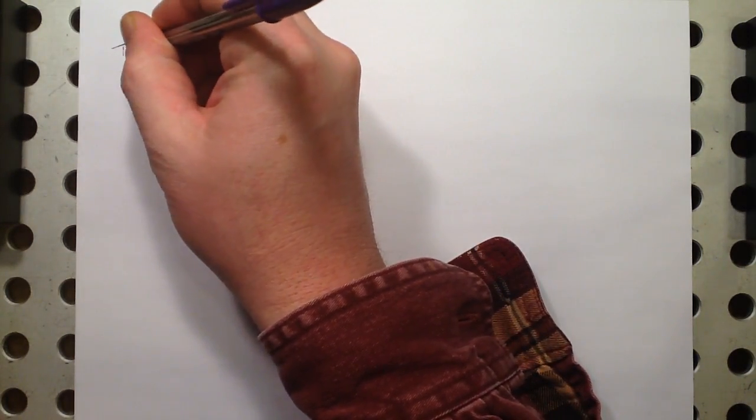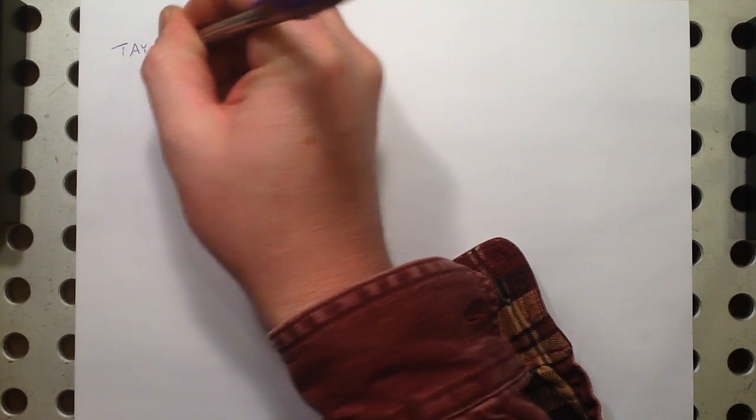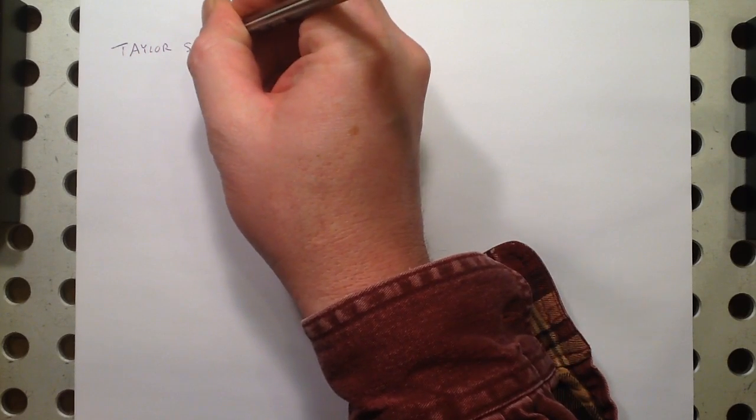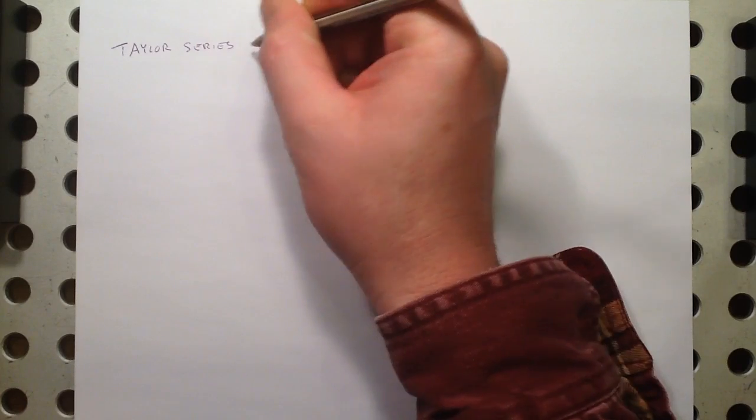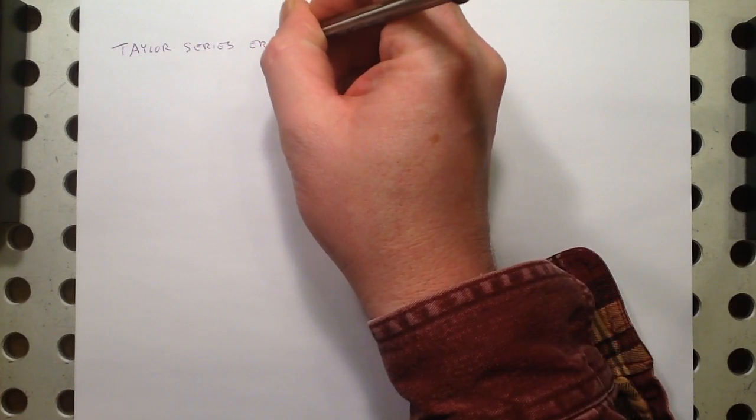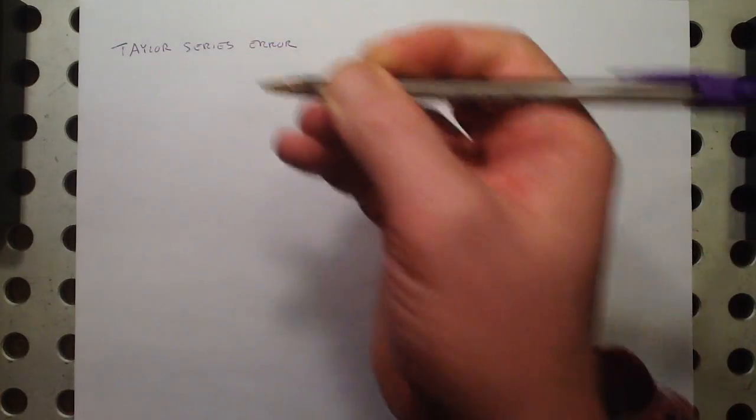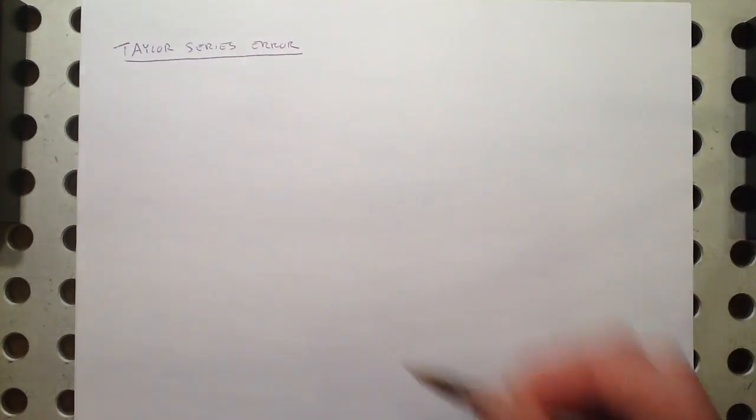To give you some notes here for Taylor series error bounds. The first thing we're going to talk about is when you have an alternating series, and this is really exactly the same thing as what we already know about alternating series, that the error is not more than the next term or the first term that you didn't use in your approximation.